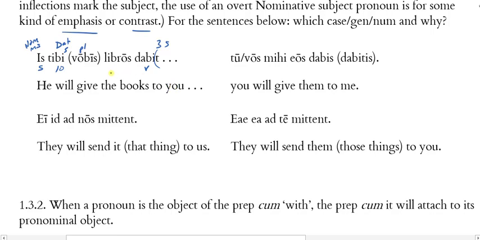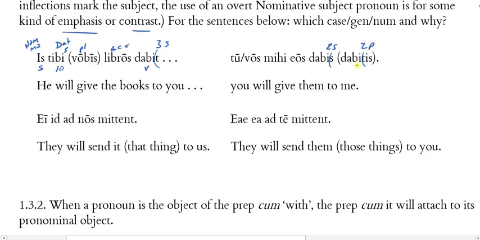And then libros is the accusative case, but there's no pronoun here for this. But this is what he will give. Okay, so that explains our pronouns here. In this example, tu or vos mihi eos dabis or dabitis, depending on whether tu or vos is the subject. So dabis is second singular, dabitis second plural, based on our verb ending here.